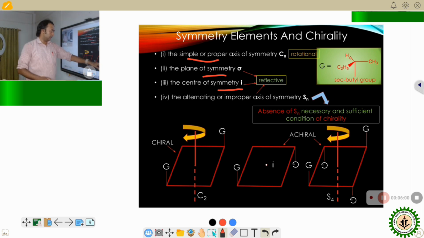And the third picture I have shown here is again where the chiral groups are oriented like this, and we first rotate by 90 degrees and then reflect through a plane perpendicular to the axis. So this plane, and we get the same group. So this is called the improper axis of symmetry, or alternating axis of symmetry, and this is also a reflective kind of symmetry. So the important thing about chirality is that a chiral molecule should have rotational symmetry, but if any kind of reflective symmetry is present, the molecule won't be chiral. So those will be achiral. So absence of Sn is the necessary and sufficient condition for chirality.